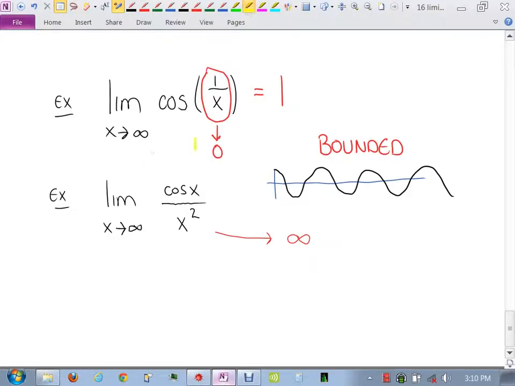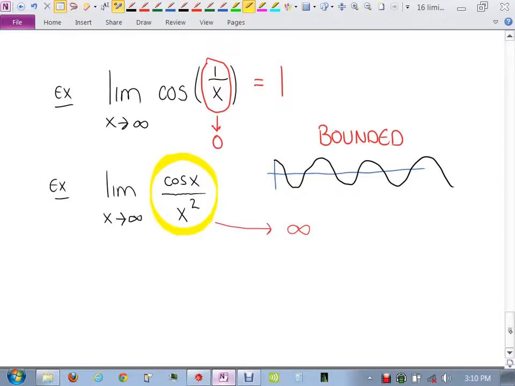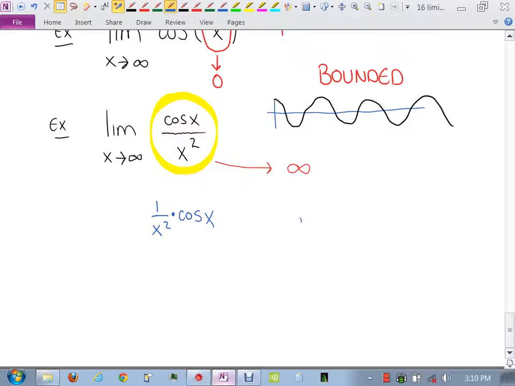Go back to this right here. Would you agree that that's the same as 1 over x squared times cosine x? Isn't that the same exact thing? And isn't the number A in front of cosine x back from pre-cal? When you have A cosine x, isn't A the amplitude? The number in front is the amplitude. Well, you can look at it as our amplitude is 1 over x squared. So our amplitude starts to get smaller as you move on.